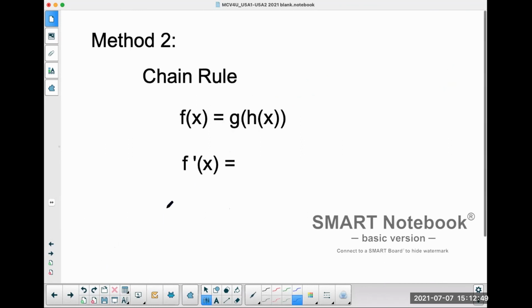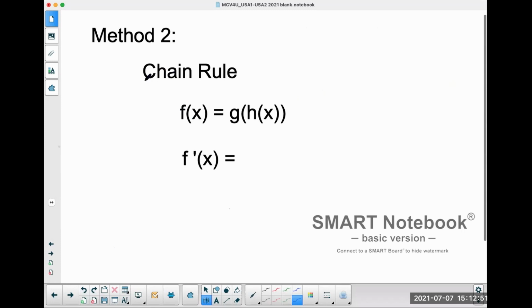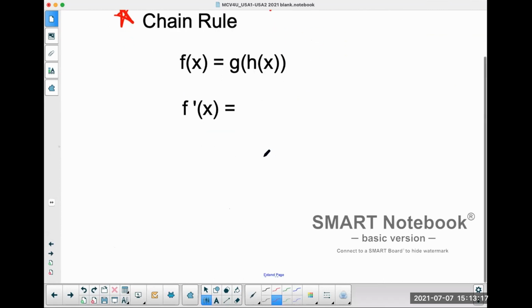What we want to do is use what we call the second rule or method, which is called the chain rule. This is the most important rule in derivatives, and it's the one where most students kind of forget or make a mistake. What it looks like is this.